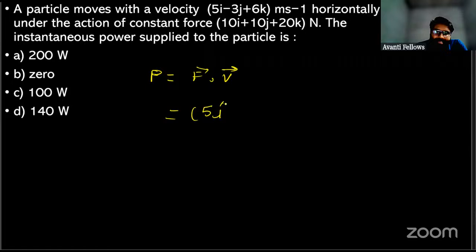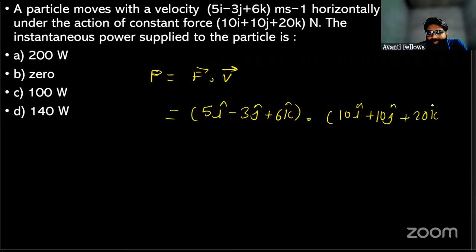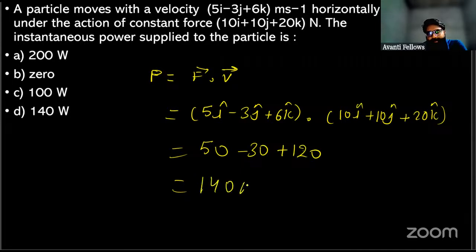Now this is 5 i cap minus 3 j cap plus 6 k cap, dot product with 10 i cap plus 10 j cap plus 20 k cap. So same components will multiply. 5 into 10 is 50, minus 3 into 10 is minus 30, 6 into 20 is 120. Now it will become 140 watt. Option D is the correct one. Any kind of doubt, guys, in this question?